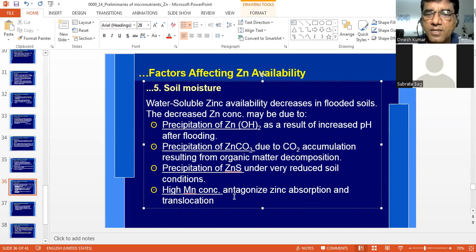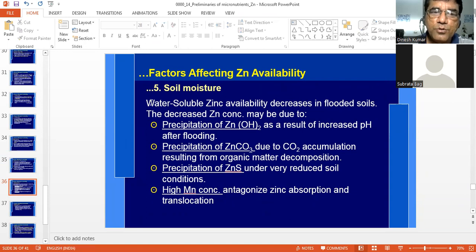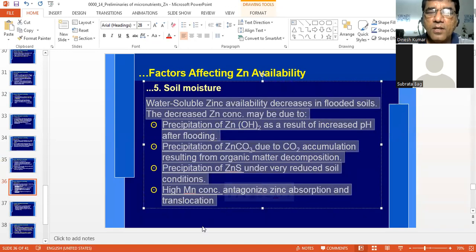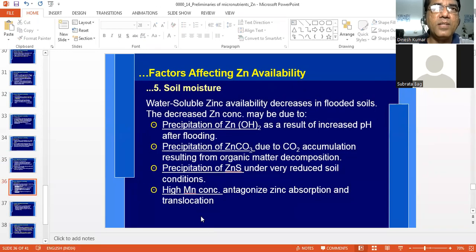High manganese concentration antagonizes zinc absorption and translocation. You should remember these points when you discuss water availability. As you increase the water availability in rice soils, zinc availability decreases.